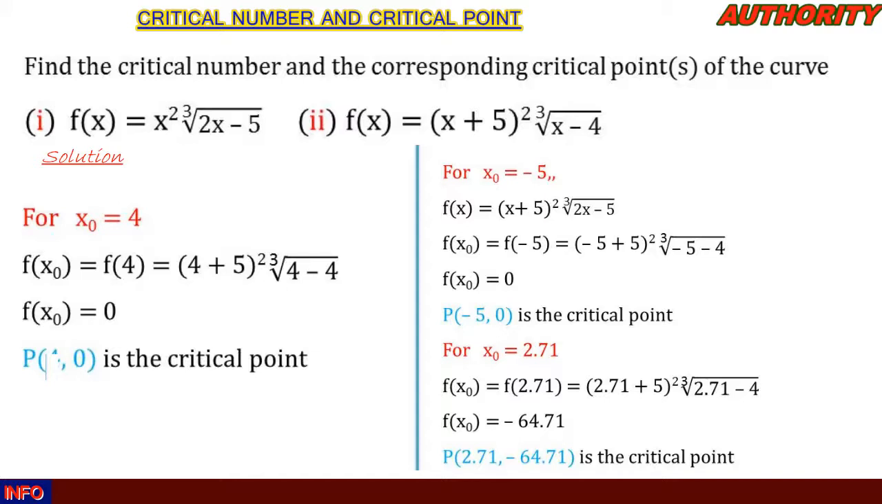Let's take more examples for better understanding. All right, okay, let's go.